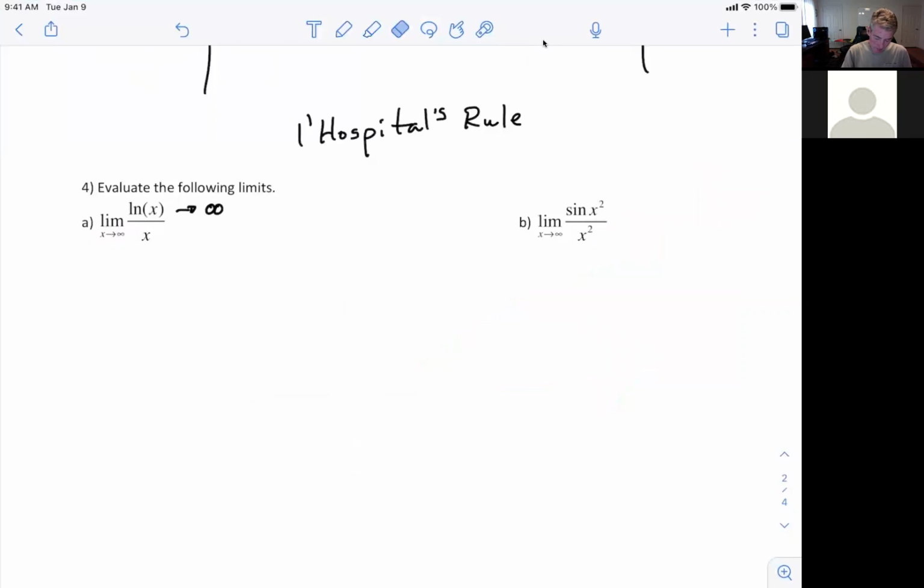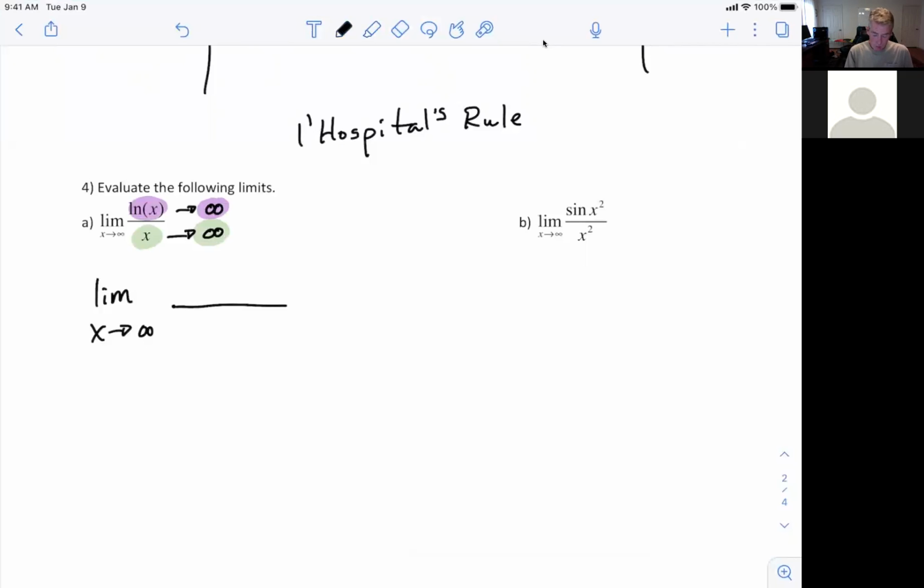Then on the bottom, well, if x is going to infinity, that means the bottom is going to infinity as well. So L'Hopital figured out, well, there's an easier way to find out the limit. Since they're both going to infinity, then what you could do is just take the derivative of each one. That basically finds out, yes, they're going to infinity, but who is going there faster? Is natural log going to infinity faster, or is x going to infinity faster?